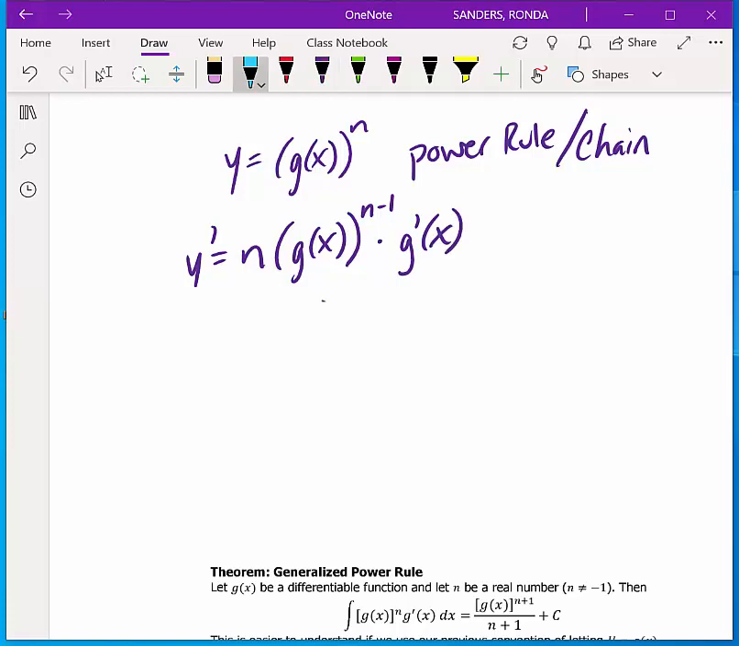We previously used the convention to rewrite g of x as u. So if I have y is equal to u raised to the n, where u is some function of x, when I take the derivative y prime, I would have n times u to the n minus 1, and the chain rule says I would have to multiply times the derivative of u in terms of x. Let's consider the antiderivative rule that reverses this action.